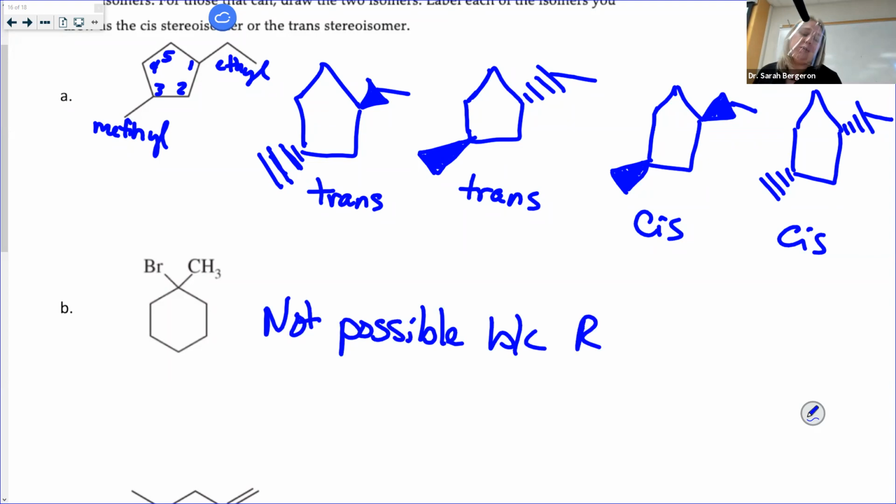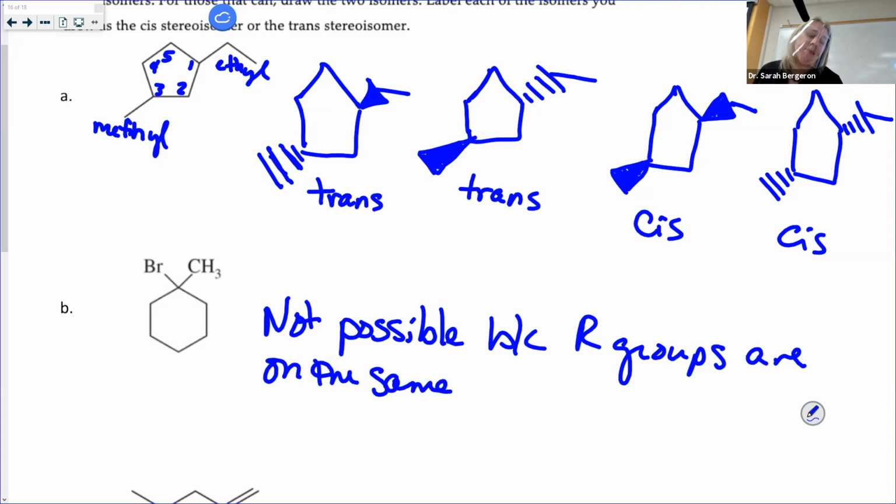Because the R groups are on the same atom, right? One's always going to be up, one's always going to be down. So you'll never have cis.